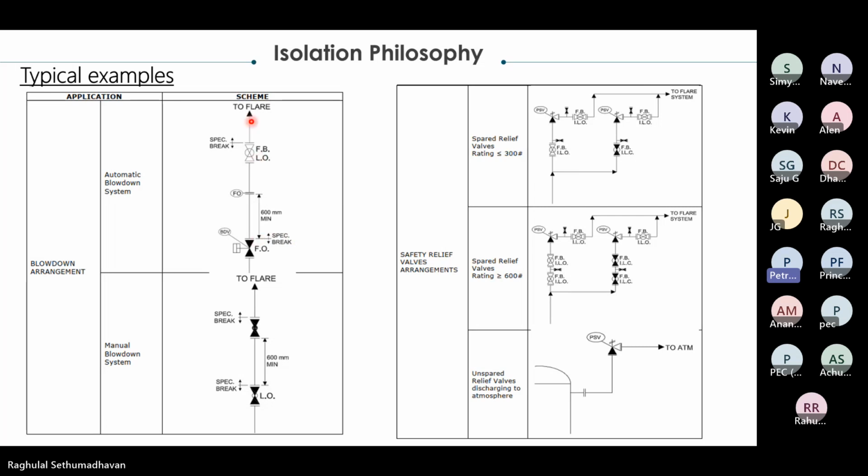In case the temperature goes below that, the argument is the rating pressure. Here we have spared relief valve arrangements for ratings higher than 300, and below 300 and above 600. Here we can see at the inlet we have provided a DBB, not in the other. Here, for an unspared relief valve, isolation is not required because there is a spare vessel.